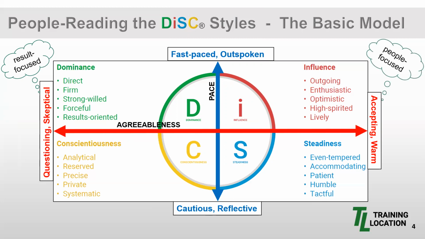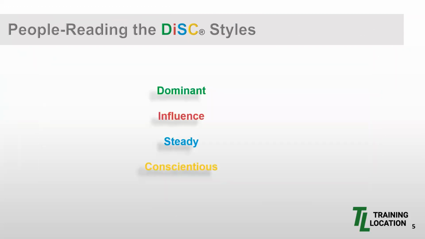Here's the key point about this slide. It's the interaction between these two continua of pace and agreeableness, which forms the 4 quadrants or basic styles of the DiSC, and by which you identify a person's DiSC style. So let's break down this pace and agreeableness as it relates to identifying a person's style, or people reading.